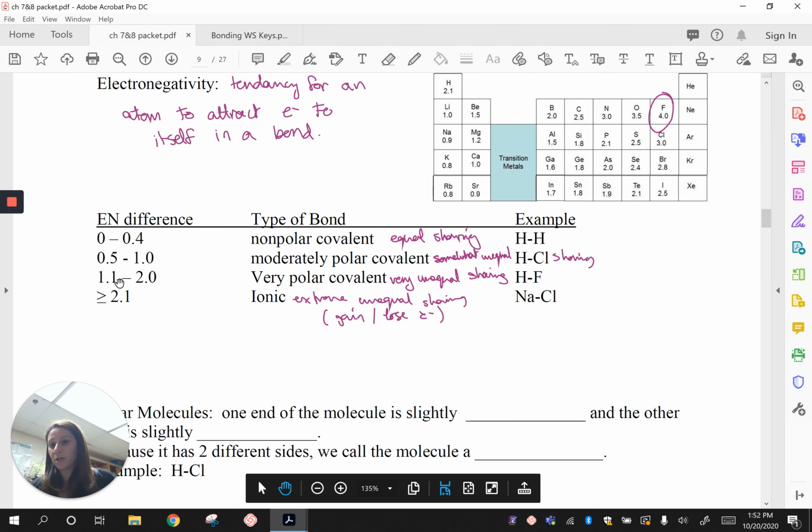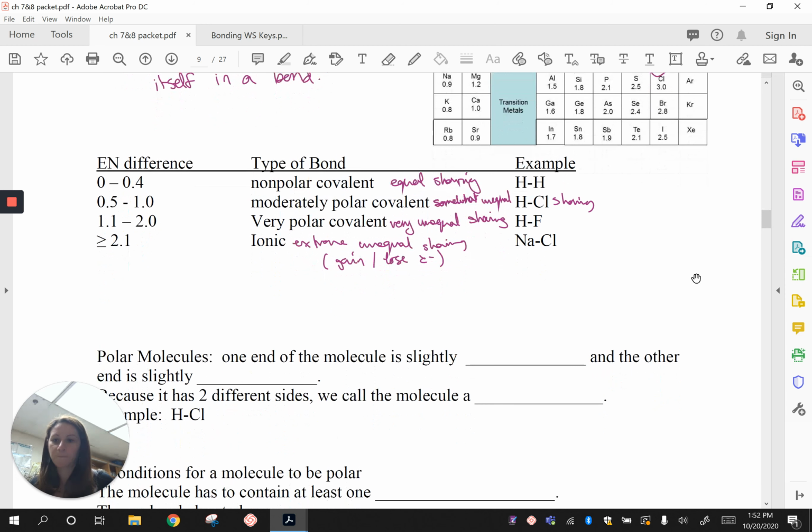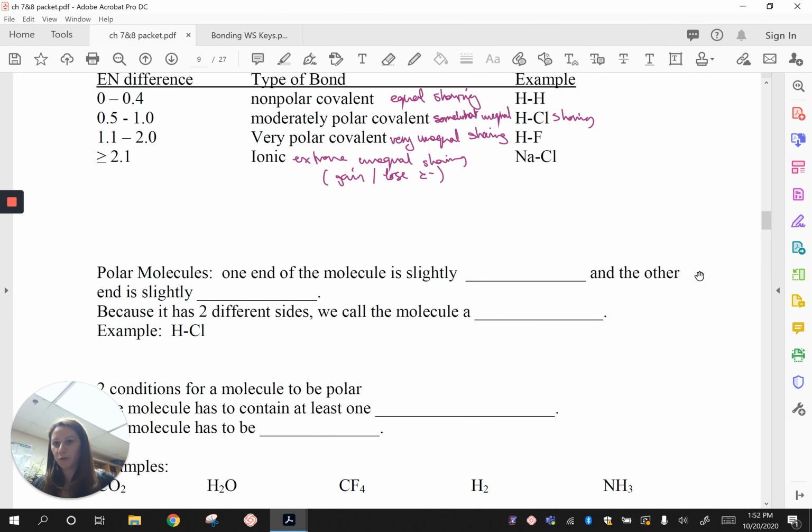You do not need to know these numbers. All you need to know is the general trend that electronegativity increases across and decreases down. You also need to know that if there's no difference in electronegativity or very little difference, then it's going to be not sided, it's going to be nonpolar, equal sharing, whereas the more the electronegativity difference increases, then it becomes more unequal until it's extremely unequal, and that would be ionic. But you don't need to know the numbers.